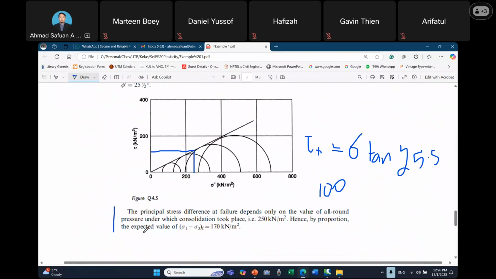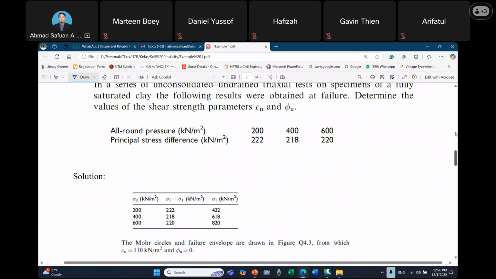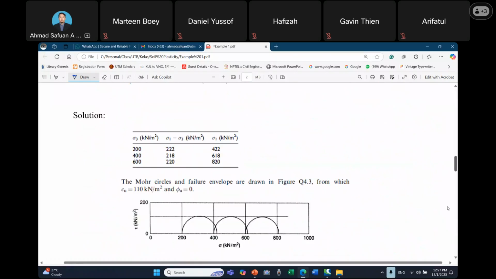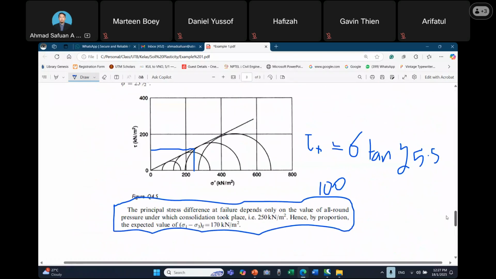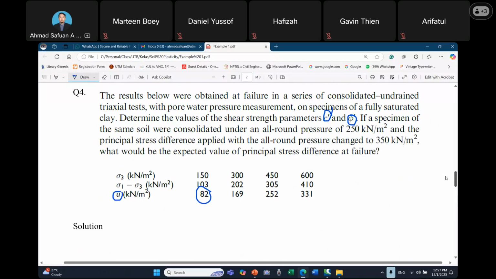But I still could not get the last answer. Let me work it again and then try to share it with you. All right, okay, so that is for part 1. Later on, we will come back to you on the last issue: what will be the expected principal stress difference at failure?